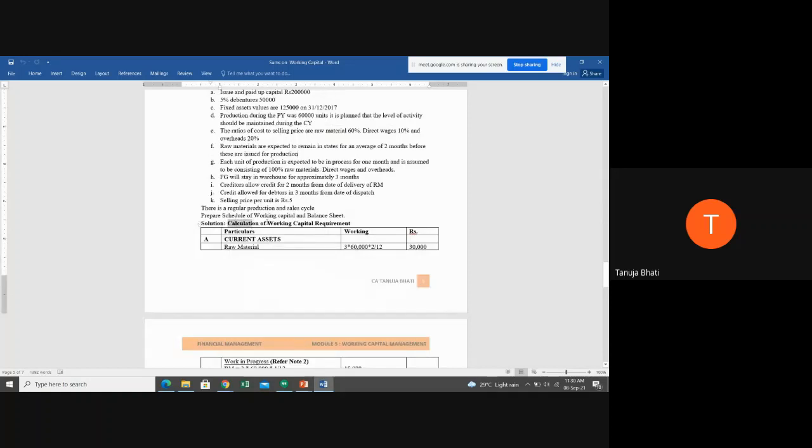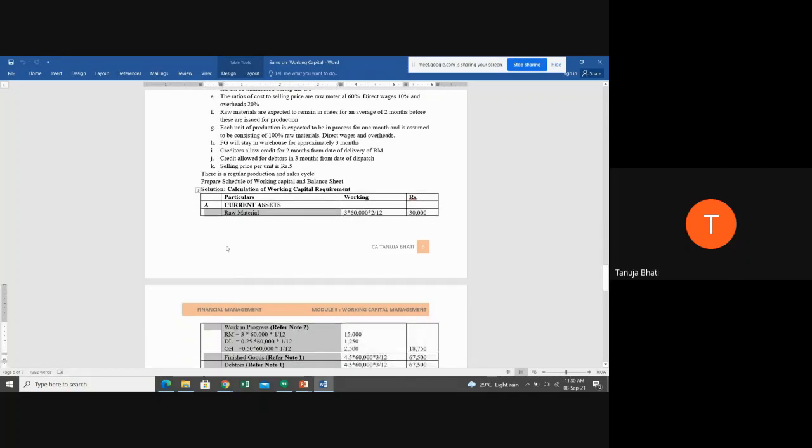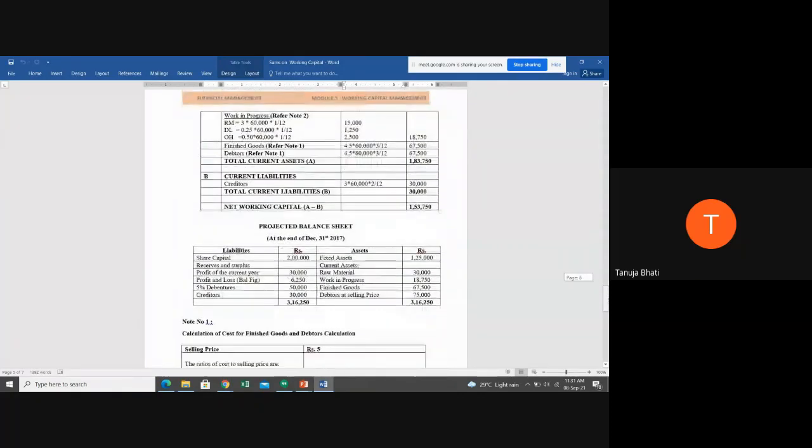Calculation of working capital requirement. First you take current assets. In that we have taken raw material, and the working we have shown it as 3 into 60,000 into 2 by 12. Now how did we get this 3? We'll see the working note.